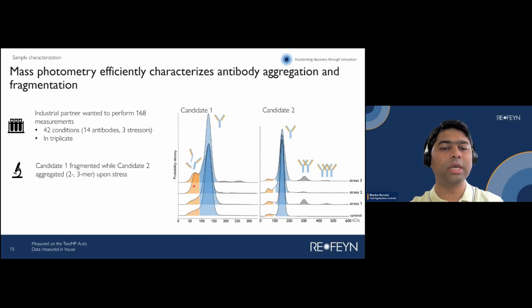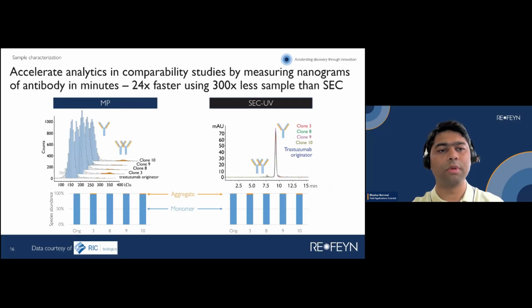And as you can see, in the case of candidate 1, in the stress 2 situation, the proportion of fragments you can see here is higher in comparison to the control. Also, for candidate 2, you can see in the stress 1 and stress 3 conditions, the dimer and trimer proportion is higher in comparison to the control. So if you are studying antibody stability and are interested in aggregation or fragmentation of your antibodies, you can use mass photometry to quickly analyze your samples.